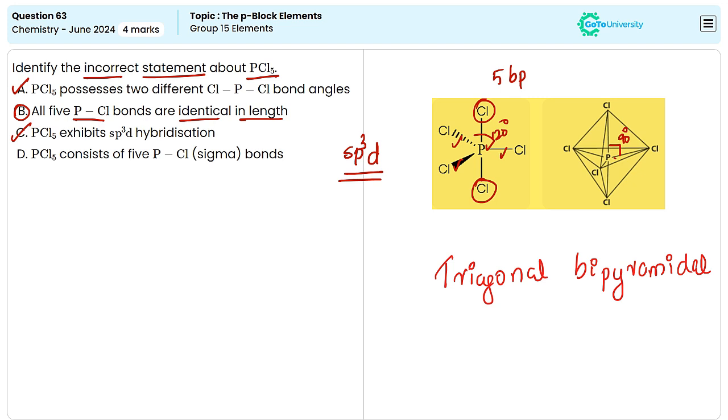In option D, it says that PCl5 consists of 5 phosphorus chlorine sigma bonds. This is also a correct statement because all these phosphorus chlorine bonds are single bonds, so they should be sigma bonds. So among these 4 statements, the incorrect one is option B, which is the correct answer.